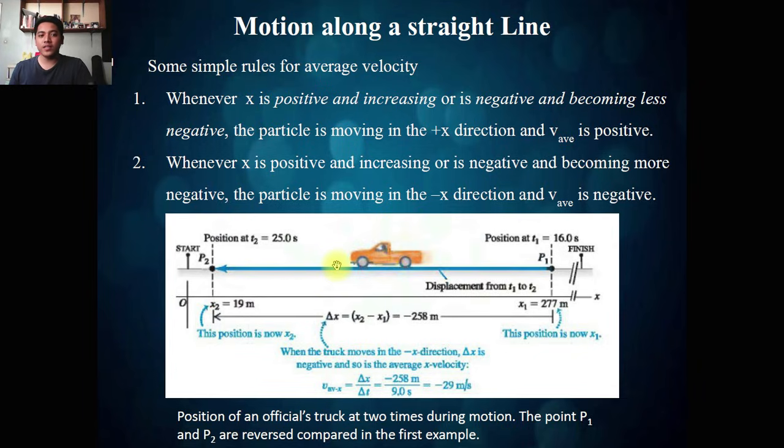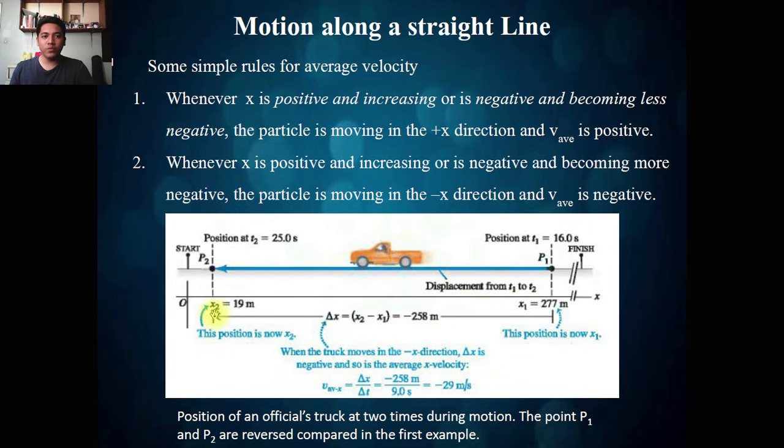So if we're going to get the displacement, the final position, P sub 2, where x sub 2 is 19 meters away from the starting point, then 19 meters minus 277 meters is equal to negative 258 meters. The displacement from t1 to t2 is negative 258 meters, and that indicates what? That the body is moving along negative x.